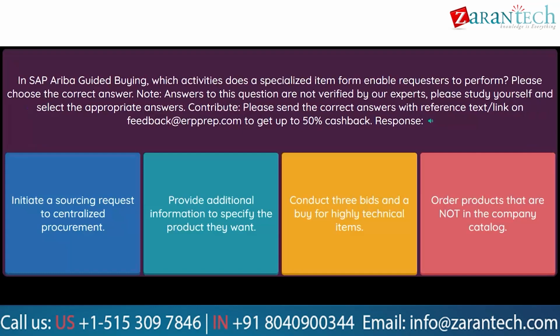Response: Option 1: initiate a sourcing request to centralized procurement. Option 2: provide additional information to specify the product they want. Option 3: conduct 3 bids and a buy for highly technical items. Option 4: order products that are not in the company catalog.